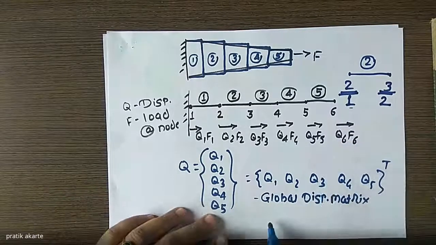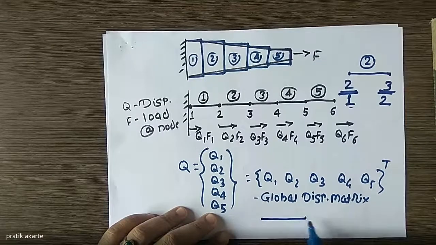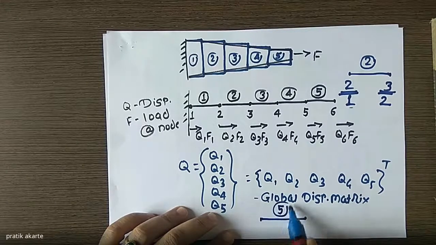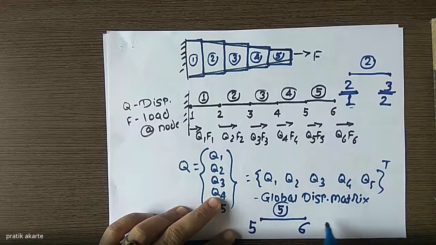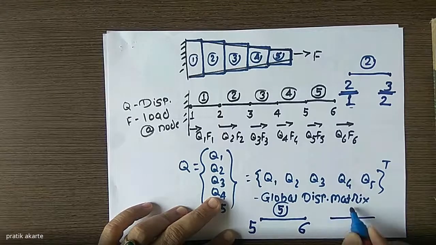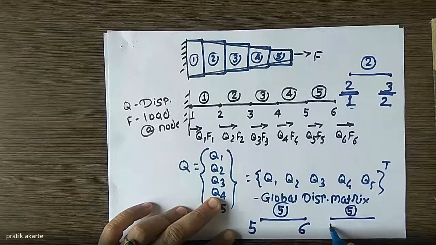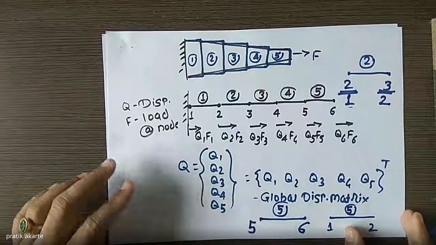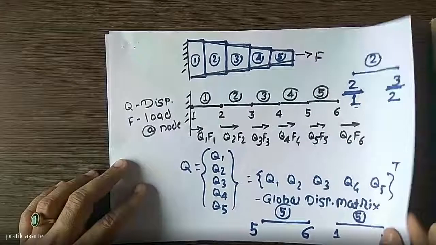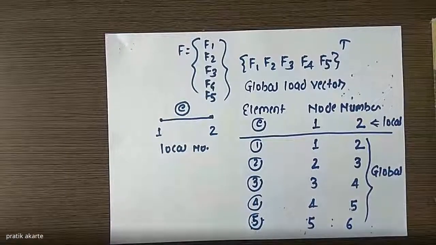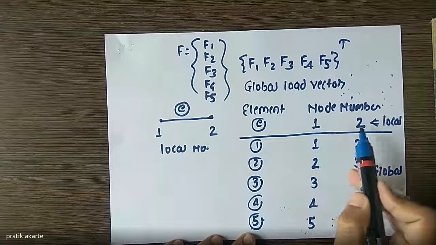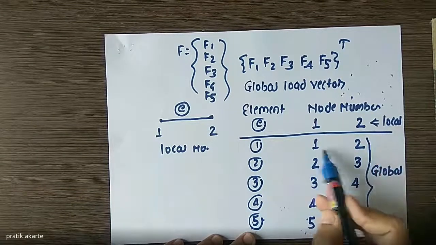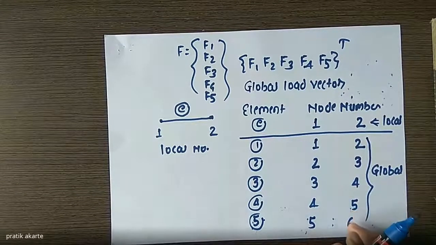Again, for element number 5, we are having global node numbers as 5 and 6. But the local numbers, if I want to find out for element number 5, will be 1 and 2 only. So that relationship is established with the help of this element connectivity table: 1 and 2 at local level, and this indicates the global node number.